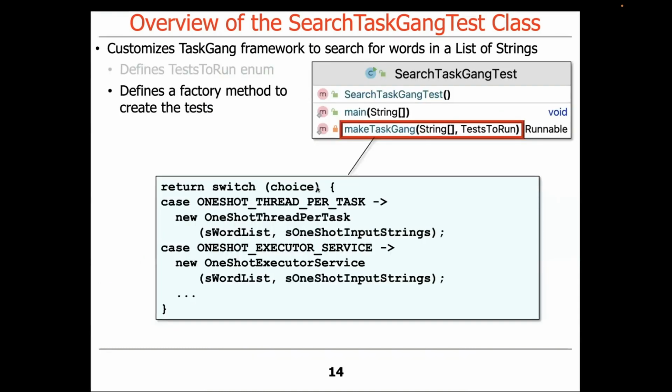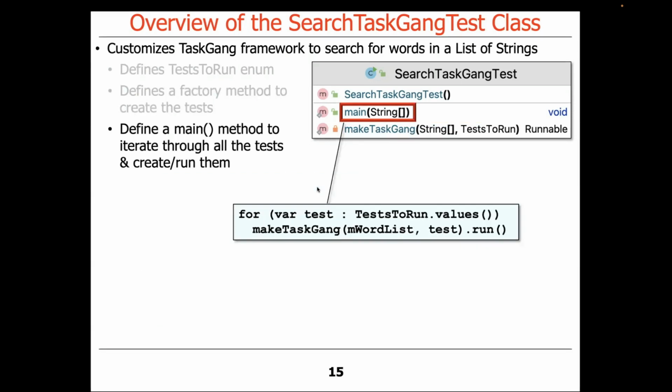Now, to make this all clean and easy to work with, our test program defines a factory method that creates the tests, and that's called makeTaskGang. It takes an array of strings that are the inputs and the test to run, and it creates the corresponding appropriate implementation based on the value of the enum. Notice how we're using the modern Java switch statement syntax, which is less tedious and error prone than doing it the old-fashioned way with having to put breaks or returns at the end of each case.